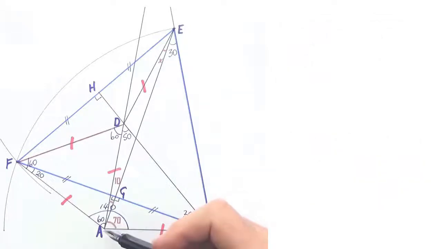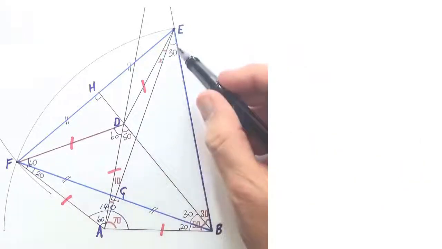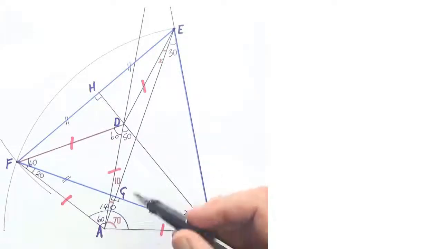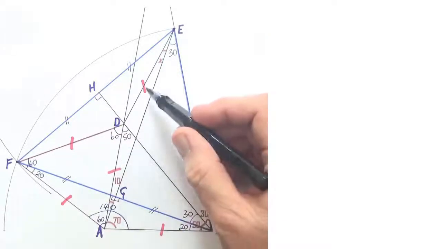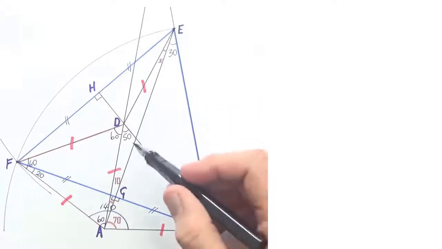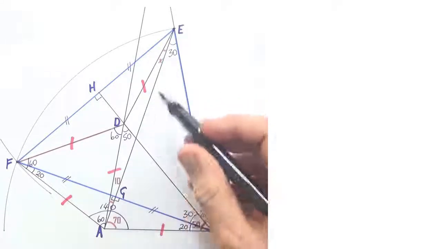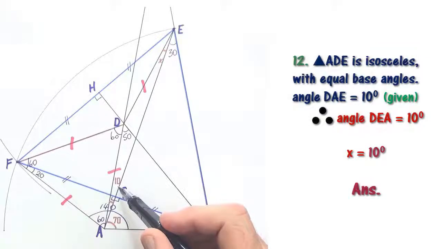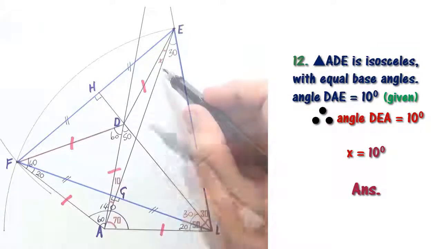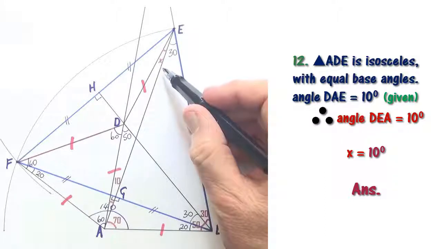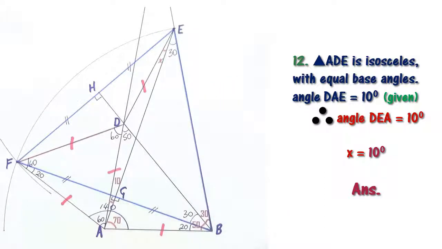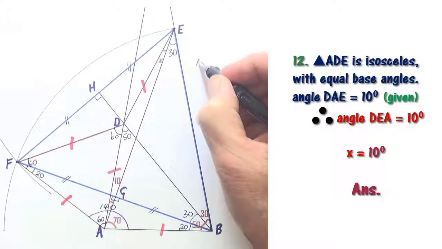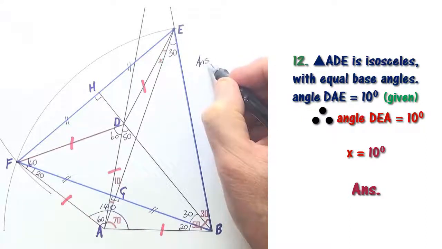Now look at triangle ADE, and we see it's isosceles with equal base angles. DAE equals 10 degrees. DEA is also 10 degrees. There is our solution. X equals 10 degrees.